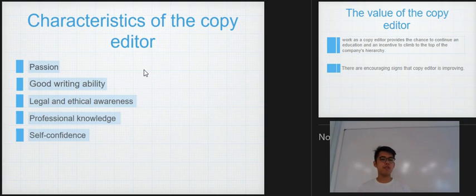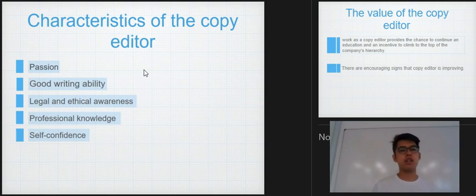And the third thing I need to emphasize is legal and ethical awareness. Sometimes the original article, the original news story, may have some legal issues. If the copy editors can find it in advance, it can help the author get rid of this kind of legal and ethical trouble in advance.